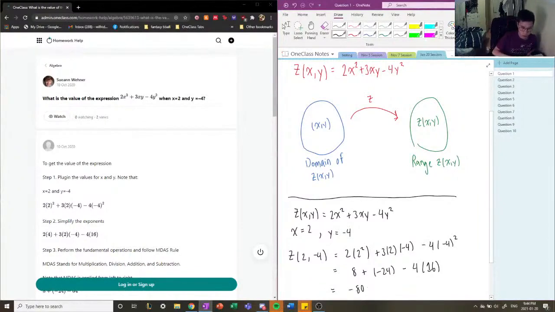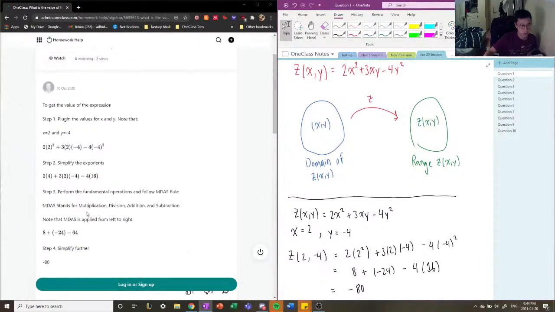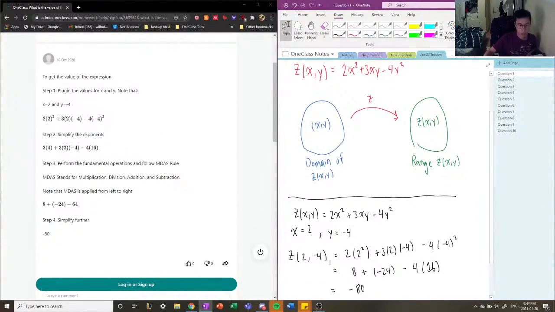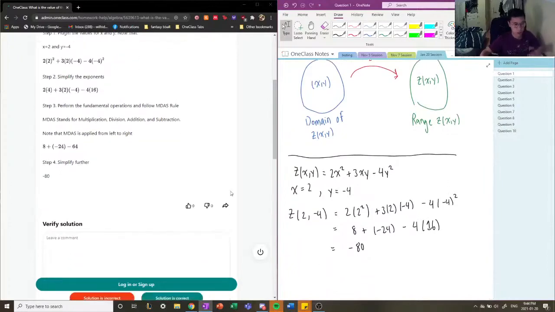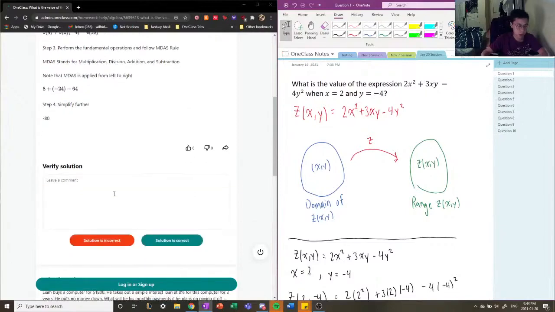Let me just check if this answer is correct, make sure my mental math is there. And yes, so the answer is negative 80, and that's how you evaluate your function of x, y. In this case, you just plug it in and you simplify your expression until you have your answer here. So that means that the xy pair of 2 and negative 4 maps to negative 80 processed through this function, z of xy. Okay, so this solution is correct.